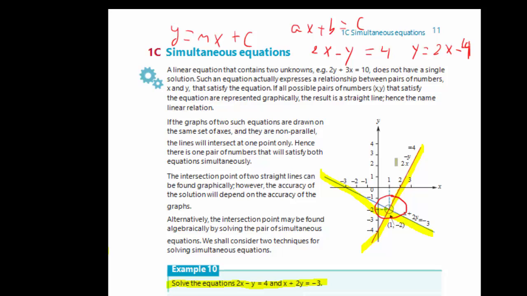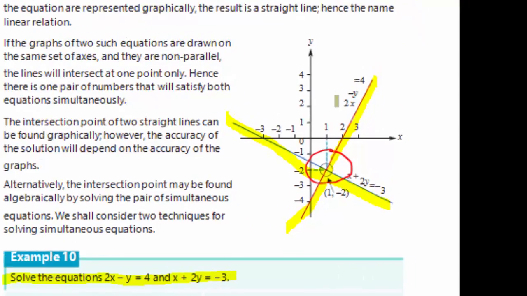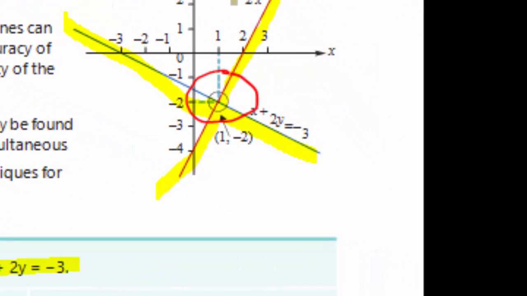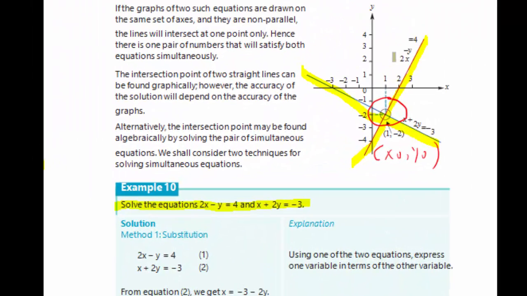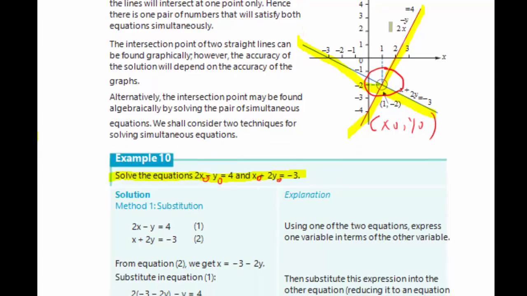In reality, this point here that has x equals 1 and y equals negative 2, we can call it x0, y0. This is the point where both of them meet. So when we are solving algebraically, we're really solving for that x0, y0, looking for that single point. Since it's the same x and the same y, we can manipulate it in any way we want.